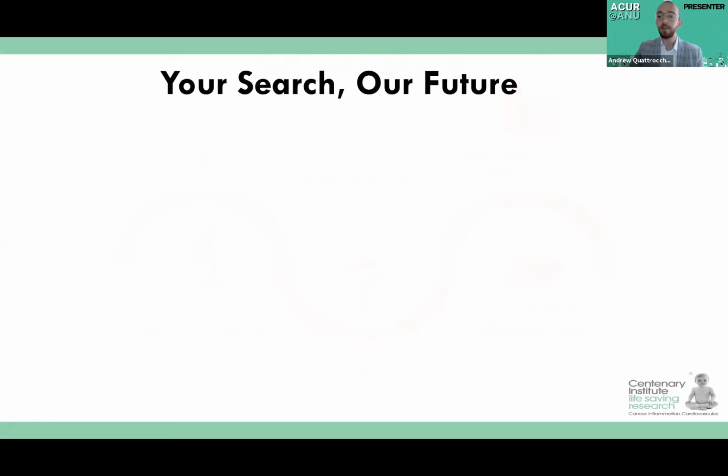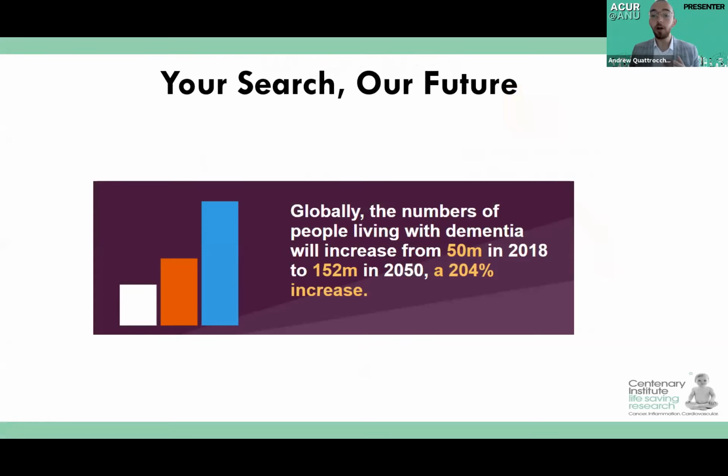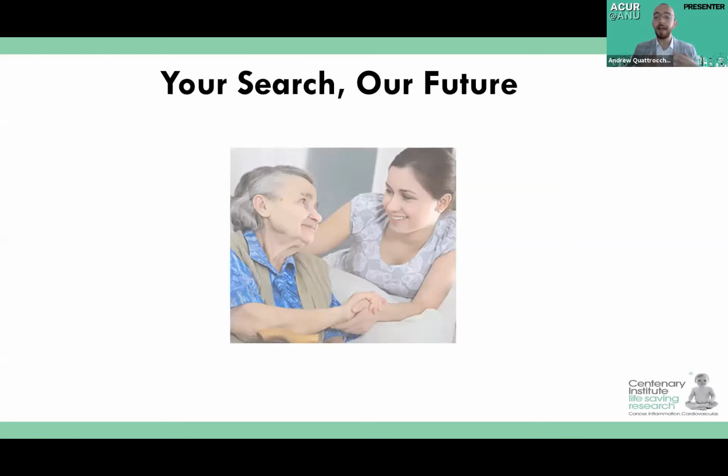Your search, our future. People with dementia are going to triple by 2050. Even today, it's more than likely that one of you knows someone that has been affected by Alzheimer's disease. The vascular biology program at the Centenary Institute is searching for what controls the integrity of the blood-brain barrier. Ultimately, in the future, we may have an effective therapeutic option to help cure this devastating disease.